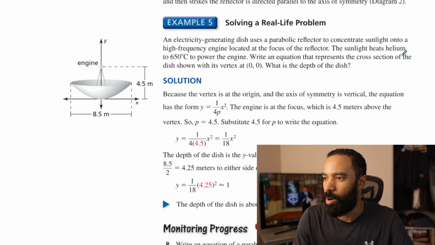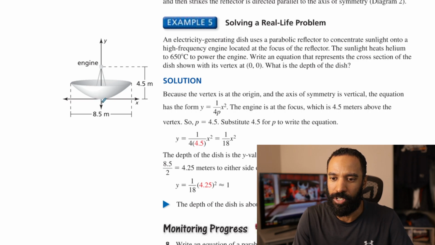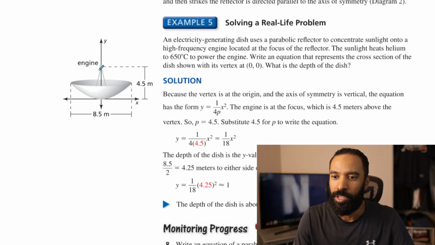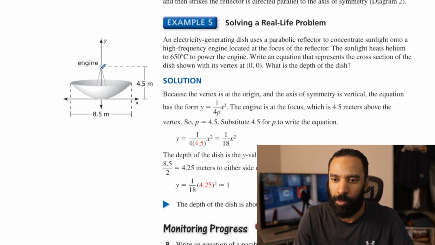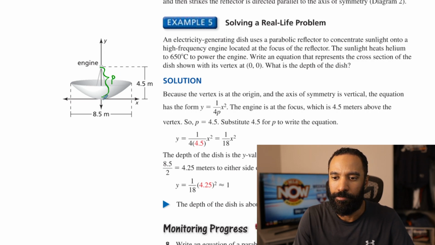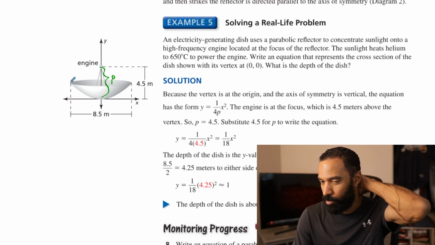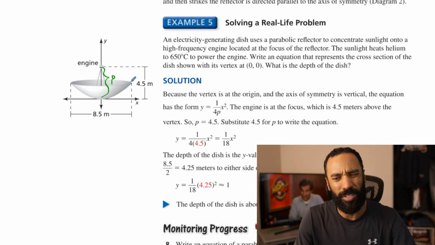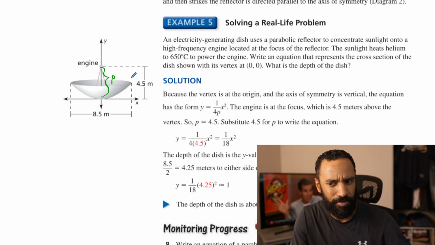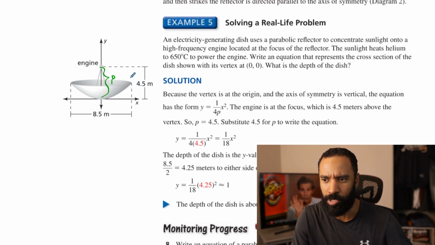Write an equation that represents the cross-section of the dish shown with its vertex at 0, 0. So we see that this value here, 4.5, represents the p value, the distance from vertex to focus. That's going to be p of 4.5. 8.5 is the width of this thing. That doesn't really matter until we do something with that. I'm going to see what we're going to do with that.